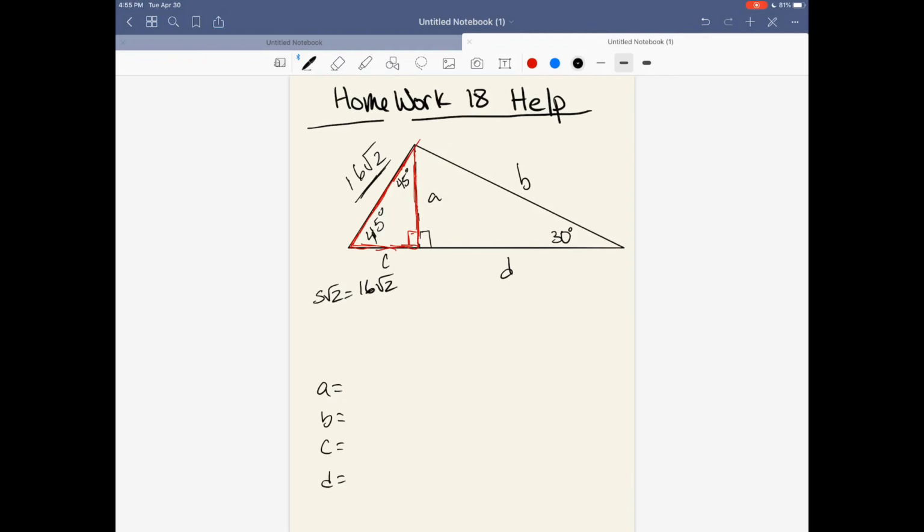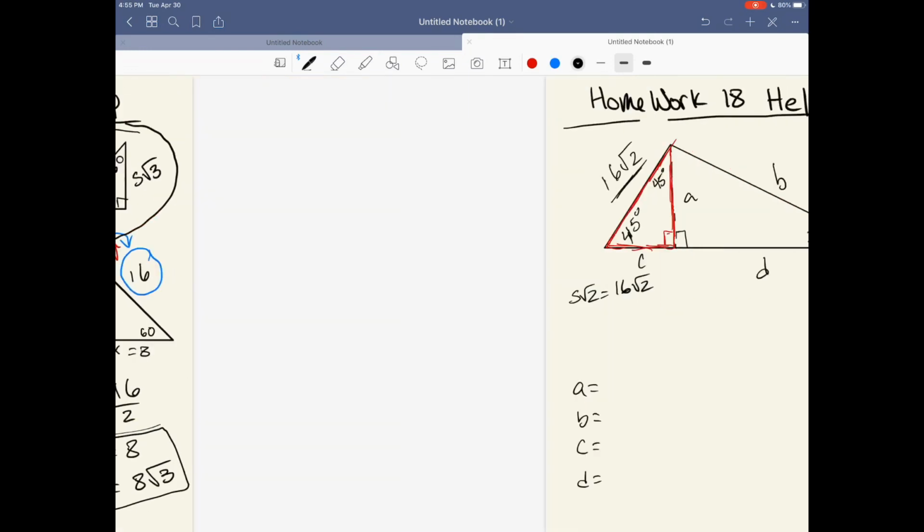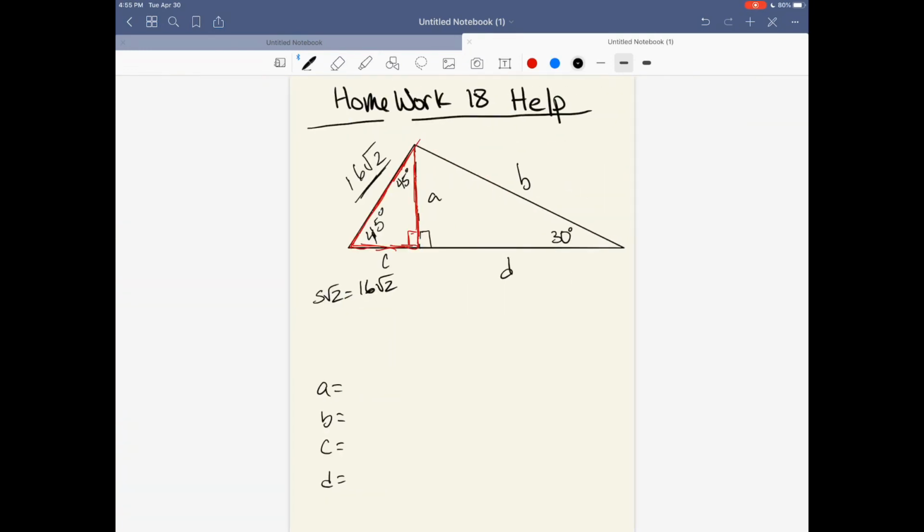Okay? And when we solve this, we want to isolate S because A and C, as you can see over here, A and C are S because that's a 45, 45, 90 triangle. So we're going to divide by the square root of 2 because, again, we want to isolate S. The square root of 2's cancel. We're left with S equals 16. And just like that, I'll write it in red down here, we've got C and we've got A. That's it, done with 2 of them.